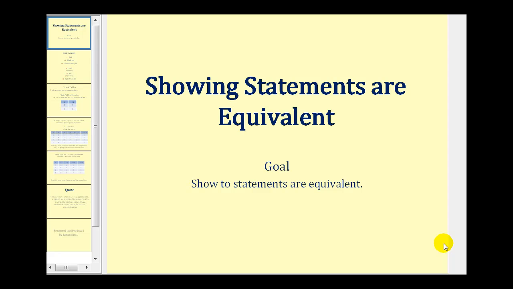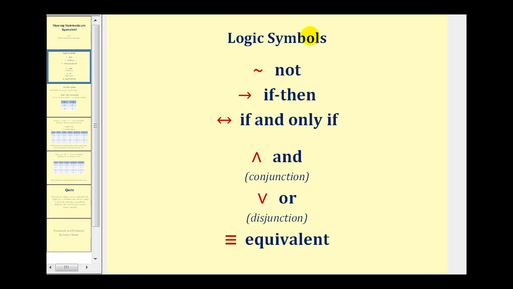Welcome to a lesson on showing statements are equivalent. We've seen most of these symbols before in previous videos. They're used for logic and truth tables. The only new symbol here is the last one, where if two statements are equivalent, we can use this symbol here. Let's go and take a look at our first example.